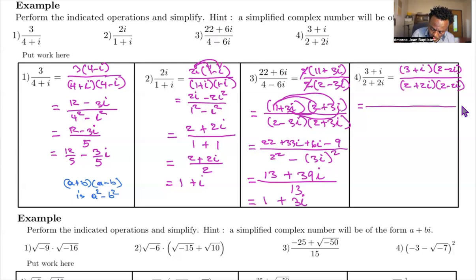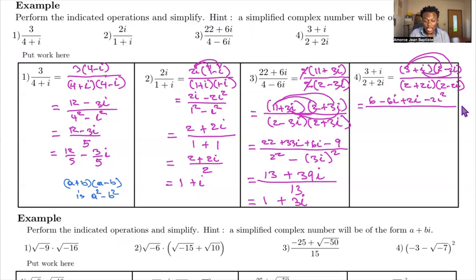FOIL the top, 3 plus i times, let's FOIL this instead. So that's 3 times 2. 3 times 2 is 6. 3 times negative 2i, that's negative 6i. i times 2 is 2i. And i times negative 2i is negative 2i squared, which is actually positive 2.